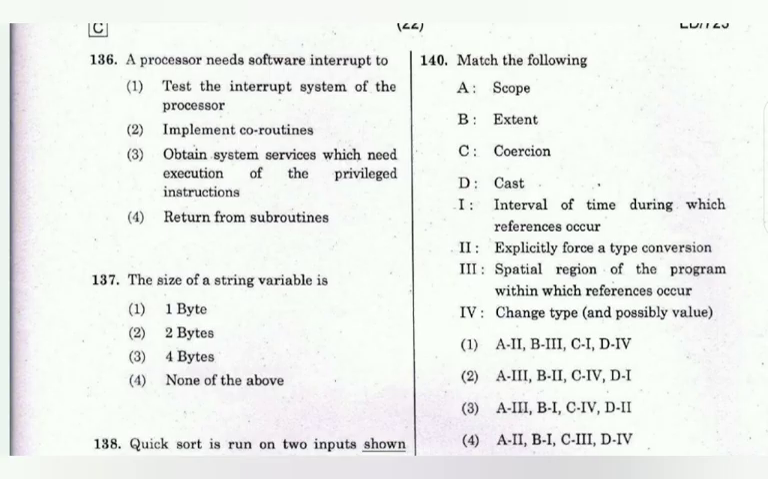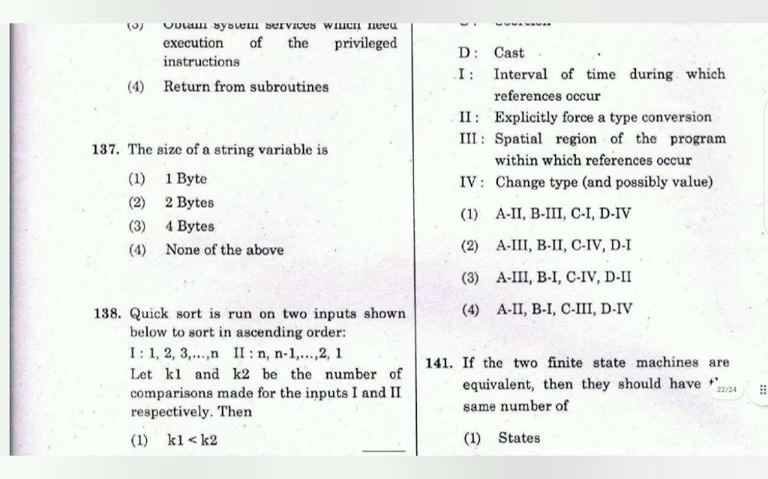Next. The size of a string variable is. A string variable in C or C++ requires 1 byte per character, but a string itself depends on the memory location. So here option 4, none of the above, is the correct answer. Why? Because the answer depends on the implementation part. Generally, it takes 1 byte per character. However, in general, modern implementations use 4 bytes or more.